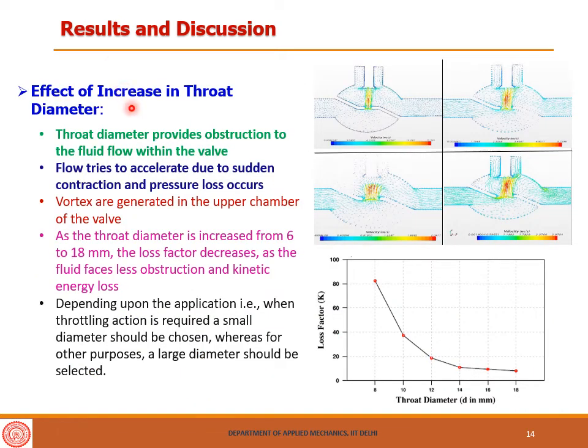So now the effect of increase in throat diameter is shown in these figures. We can see that when the throat diameter is less, the velocity is more, but as we increase the throat diameter, the maximum increase in velocity decreases, although the recirculation patterns are maintained in each and every flow. So we can see that the loss factor as a result decreases. This occurs due to less obstruction as we increase the throat diameter, and also less kinetic energy loss which takes place. So depending upon the application, when throttling action is required, we should choose a small diameter valve, whereas for other purposes we can choose larger diameter valves.